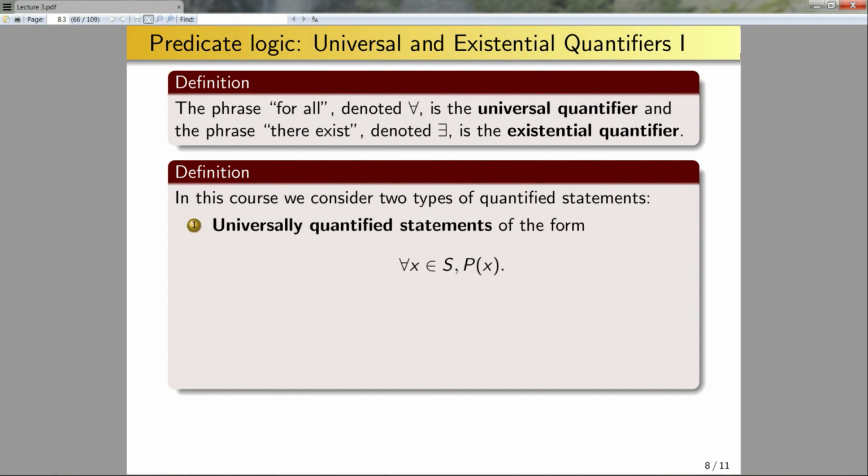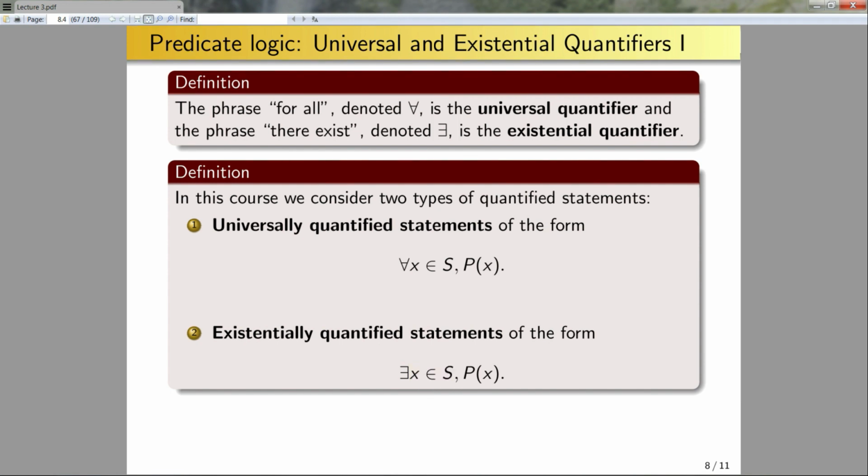The first type are universally quantified statements of the form for all x in S, P of x. Here I'm jumping ahead a little bit and using set notation, but for all x in some domain, P of x is true. And existentially quantified statements of the form there exists an x in S such that P of x. Again, I'm jumping ahead a little bit and using set notation, but there exists an x in the domain in question such that P of x is true.